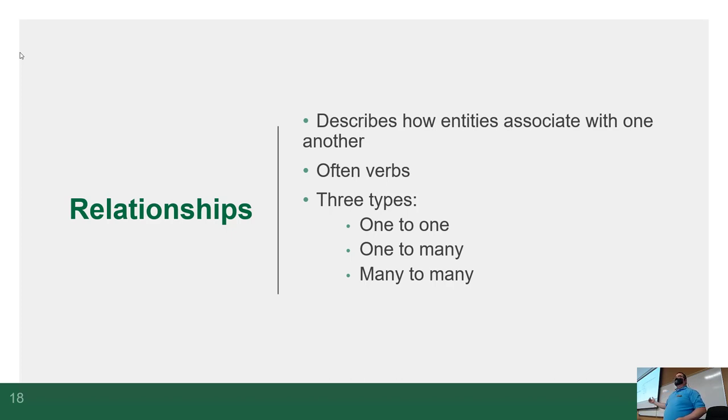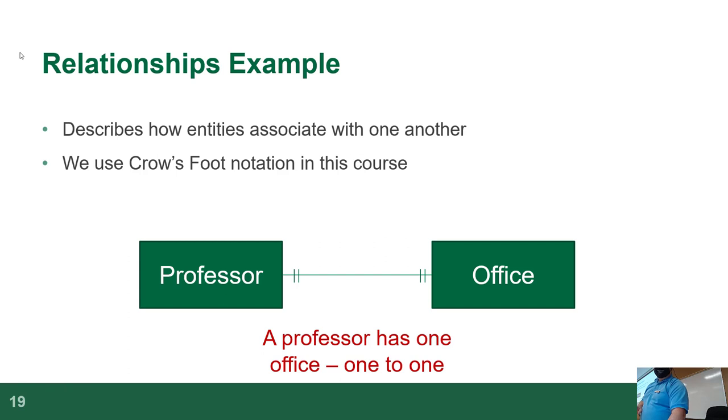A student attends a class. A student has been assigned a class. The relationships can be described using verbs. These will turn into actual relationships in the database later. But when you are doing the initial description, you tend to use verbs. And there's 3 types of relationships. I'm pretty sure I'm going to go through them in detail. There's one-to-one, one-to-many, and many-to-many. And I'm going to go through a few examples in a minute.